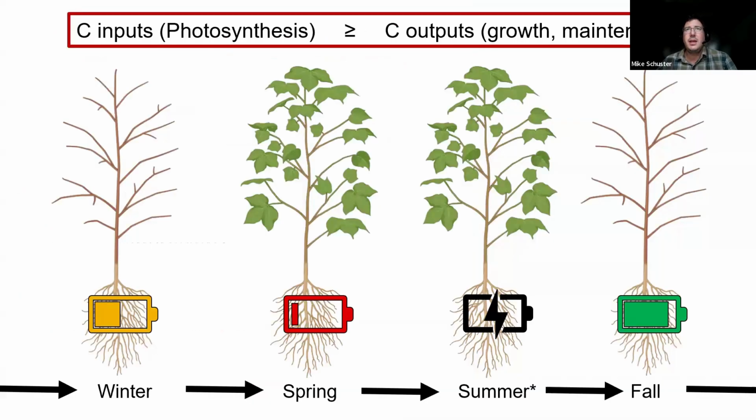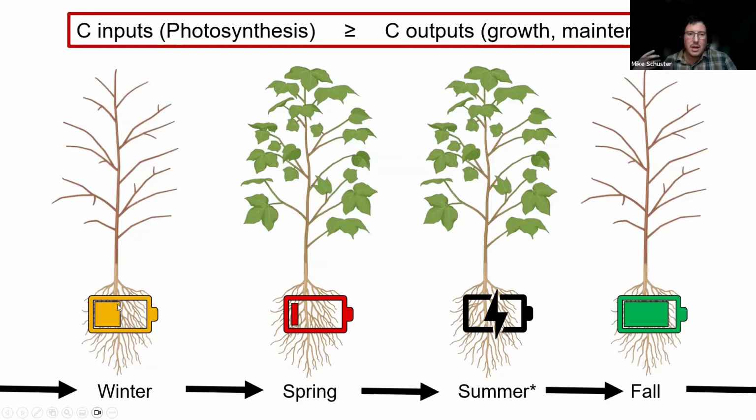Basically, the way this works is, as I said, playing with the carbon budget of the plant. So under normal growing conditions, we generally see plants have higher carbon inputs, like through photosynthesis, than they do outputs, carbon outputs being things like growth or maintenance. And so in the wintertime, buckthorn are coming out of winter with some reserves. That's what this little battery here is, their carbon reserves. They have some carbon reserves that they've used to survive the winter.